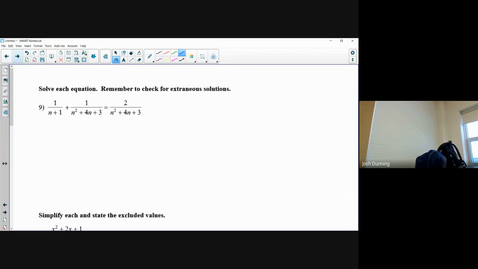Now, 9. Again, we have these two trinomials here. Now, since there's also an n plus 1, you know that we got a factor. Just in case one of the factors of the trinomials is n plus 1, and it turns out it is, because 3 times 1 is 3, 3 plus 1 is 4. So these two are n plus 3 and n plus 1.